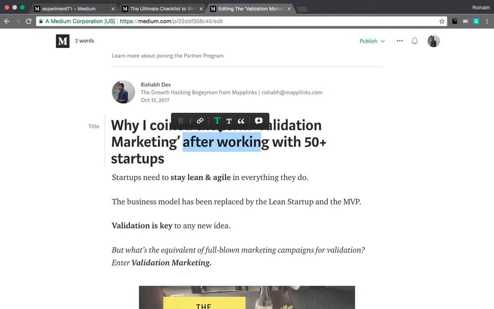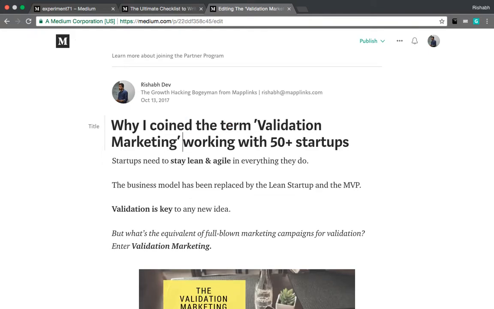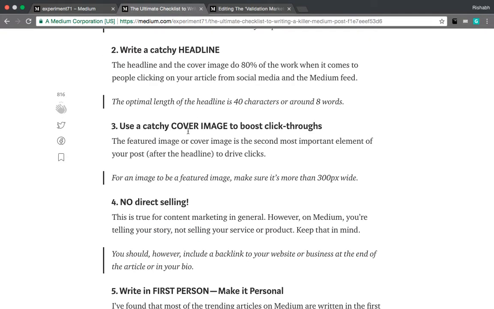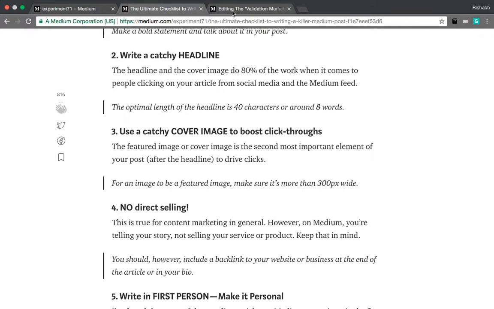Working with 50 startups, so I think I would just make sure it fits in 2 lines and it looks better. Right? And then you have the cover image. So the third thing is you use a catchy cover image to boost click-throughs.